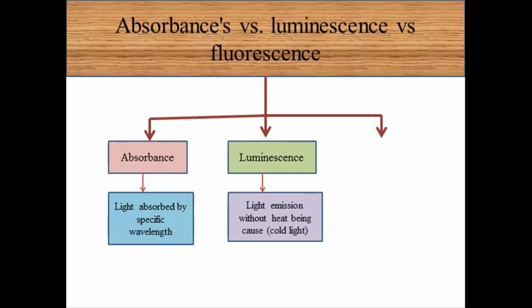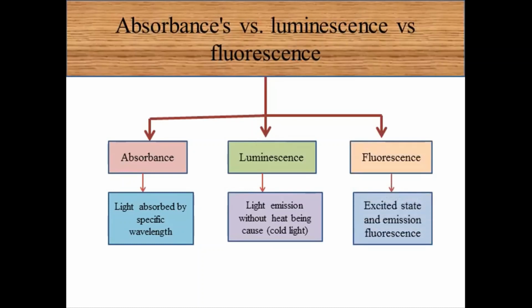Now, the third term is fluorescence. Fluorescence includes two states, the excited state and the emission state. So we can say it is the emission of light by a substance that has absorbed light. The absorbed light is what we call the excited state. In most cases, the emitted light has a longer wavelength and lower energy than the absorbed radiation.